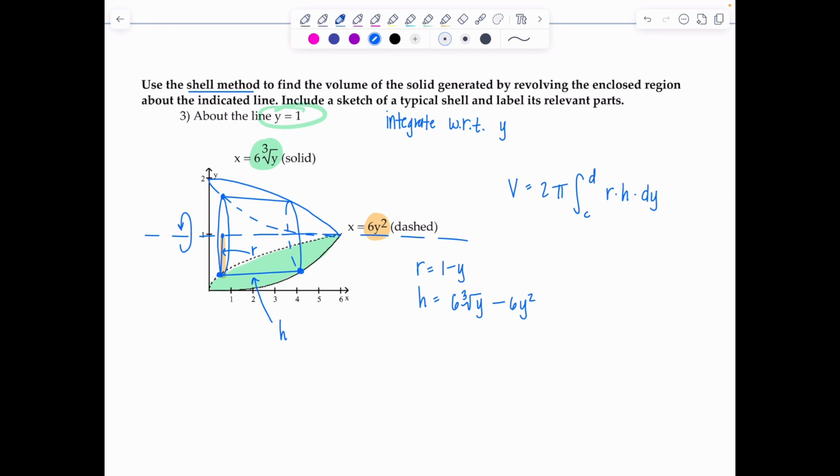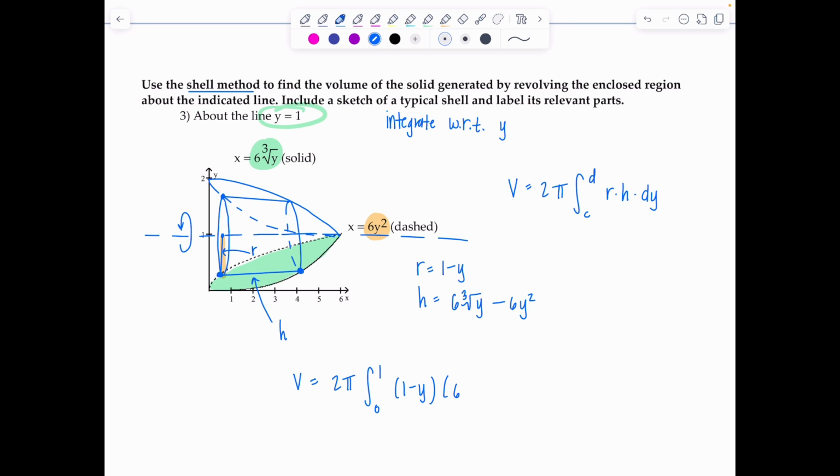Okay, we're ready. Let's set her up. So volume's going to be 2 pi. Now the limits, again, have to be in terms of y based on the original region. The original region was bounded from y equals 0 to 1. And then we have radius times height. 1 minus y times 6.